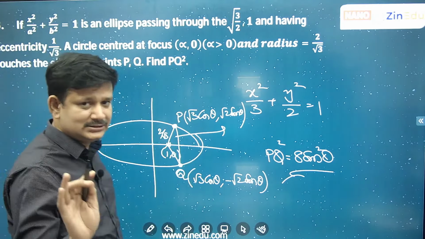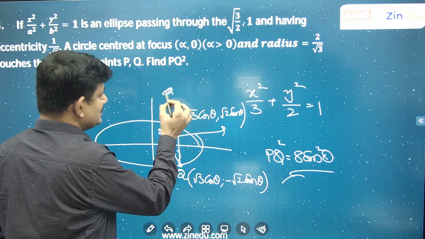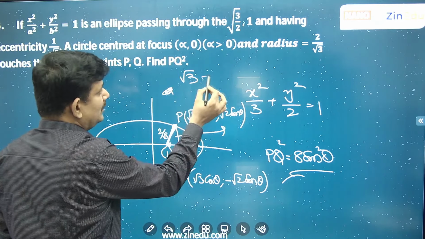This, if you observe, is the focal radius. Focal radius, what is the formula? A plus or minus ex. A plus or minus a is how much for this? Root 3 plus or minus. We are looking at the minus part.